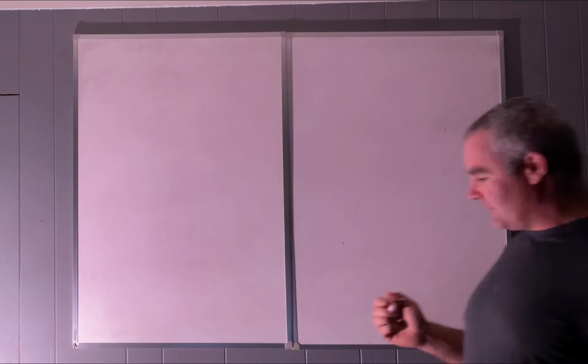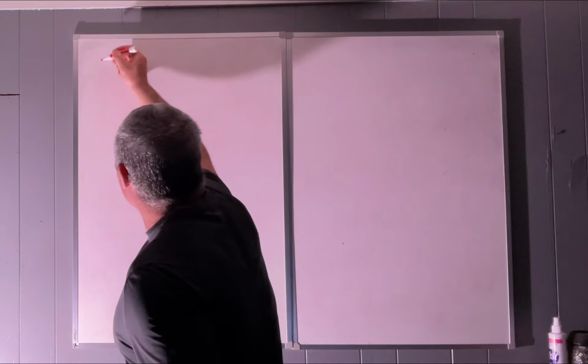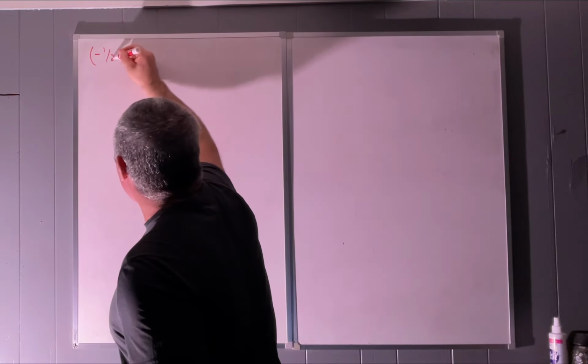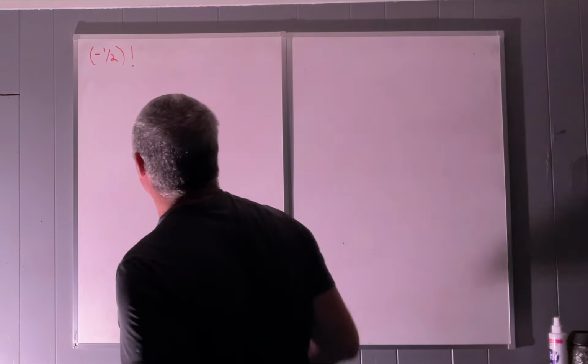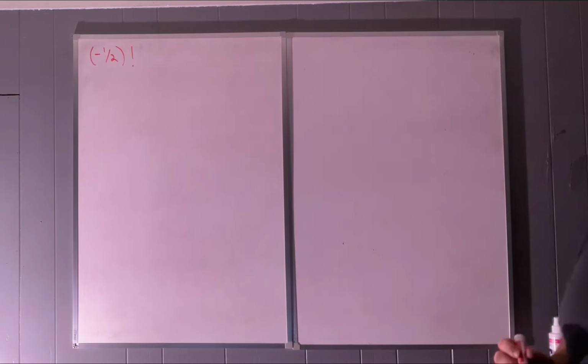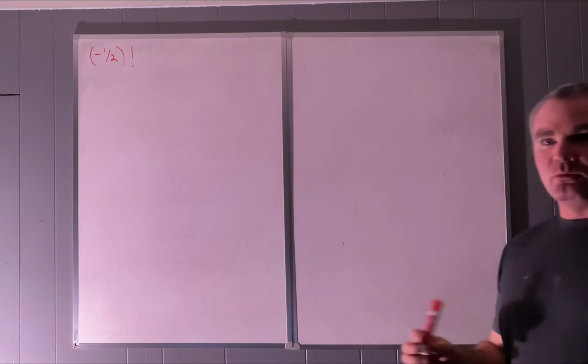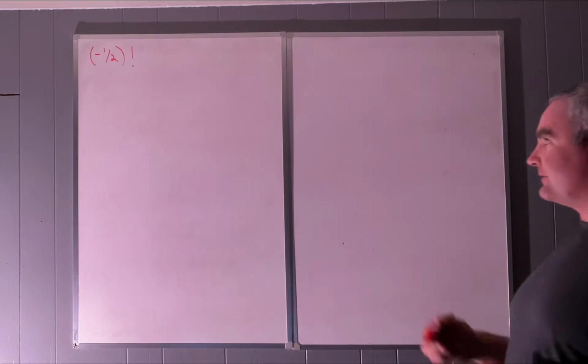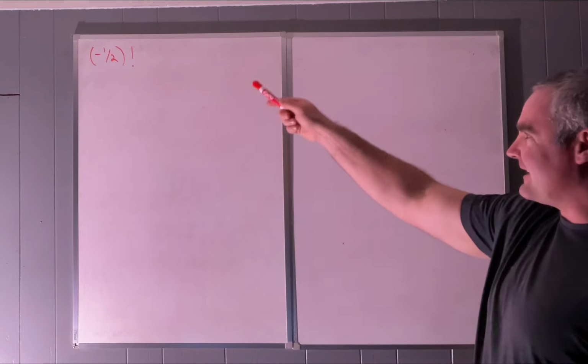Today we're going to be doing something a little weird. We're going to be finding the value for -1/2 factorial. Now that doesn't make a whole lot of sense, does it? Because factorial is usually n times n minus 1 times n minus 2, and so on, all the way down to 2 times 1. So how are you going to take that?